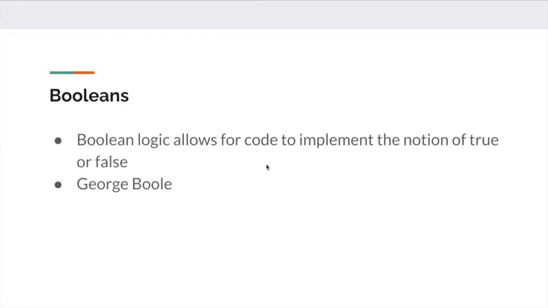Boolean logic allows for code to implement the notion of true or false. This concept was named after George Boole, a mathematician, philosopher, and logician. This is significant because we can use true or false as mathematical values, which manipulates the way that the code is run and therefore the outcome of the code.